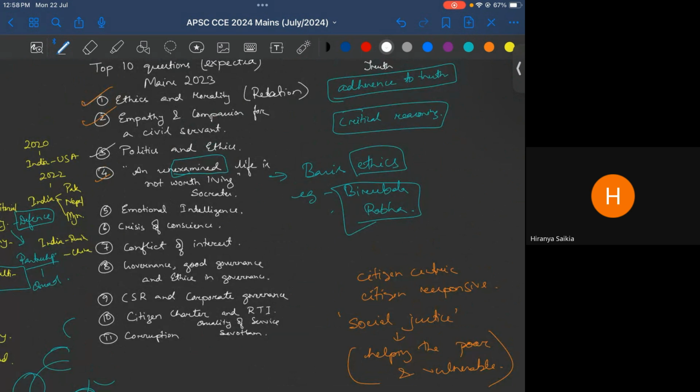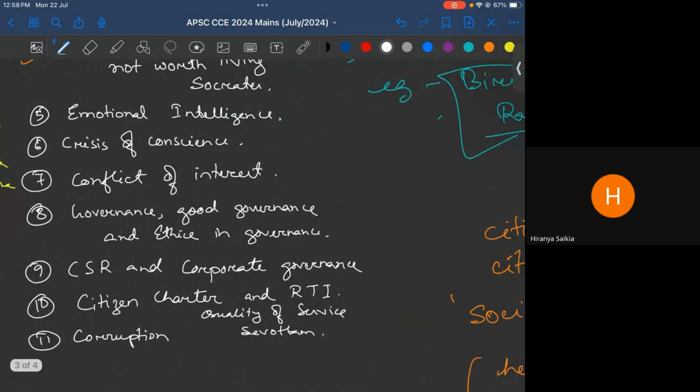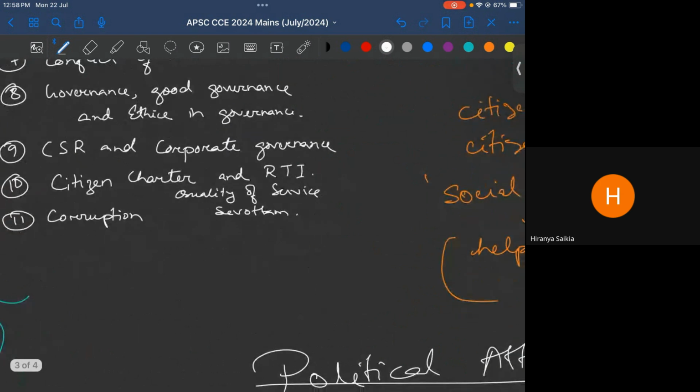Next area, obviously a very important topic; questions can come repeatedly on this topic. It is called emotional intelligence. What does emotional intelligence mean? It is basically if you are able to regulate your own emotions and behave in a particular, desirable manner, that is called emotional intelligence. A prominent thinker is Daniel Goleman. I think you are familiar with all this.